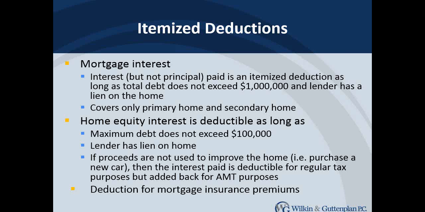If you take that mortgage interest and go purchase another asset, a car, a boat, something along those lines, you will get a tax deduction for that interest for regular tax purposes, but the interest will be added back for AMT purposes. So it's important to really understand what you use the proceeds for and make sure that your tax advisor is aware of what you use those proceeds for so that the AMT calculation will be accurate.